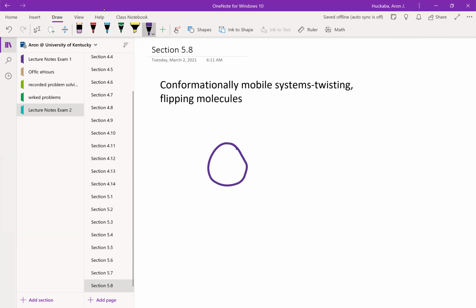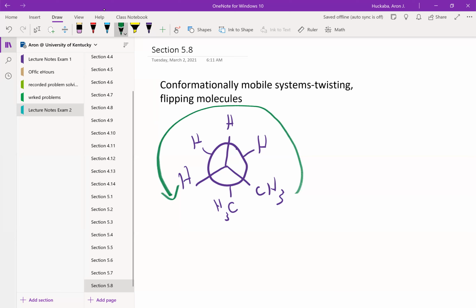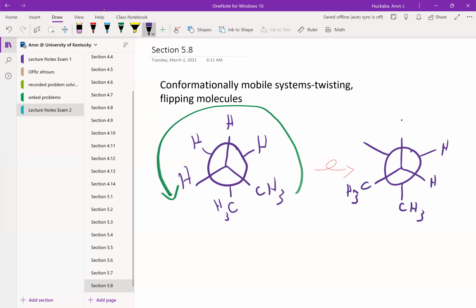So if we were to draw a Newman projection of some molecule, maybe this one in its gauche form, if we were to do a twist and this molecule were to twist all the way around here in a way that is the least energetically unfavorable to give us this, there we are. Are these the same molecule?